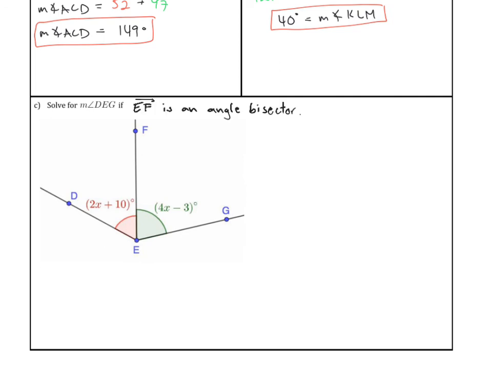All right, let's go ahead and take a look at our final example. So it's asking us to solve for the measure of angle DEG. So here is angle DEG, and it tells us that ray EF, here is ray EF, is an angle bisector. Now, from our notes earlier, we know that an angle bisector is something that cuts an angle into two congruent parts.